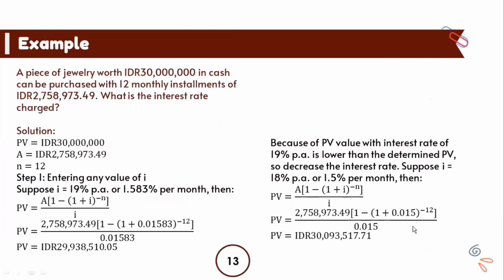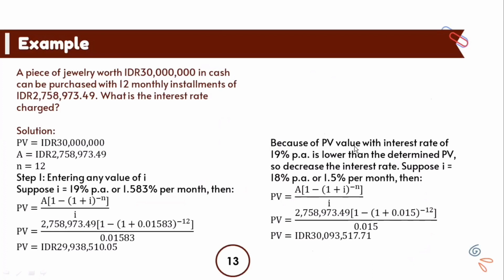So the example is, you know that the PV is 30 million Indonesian rupiah and A is this and number of periods is 12. So we have to enter any value of I. Suppose I is 19%, so we have to substitute I in this formula of PV. So we get the PV1.